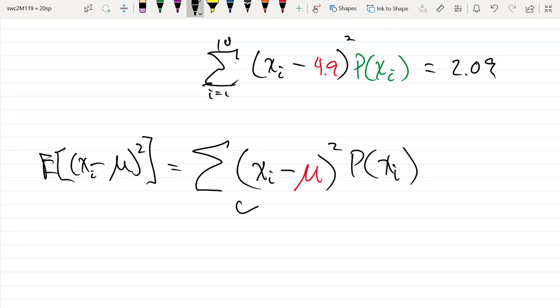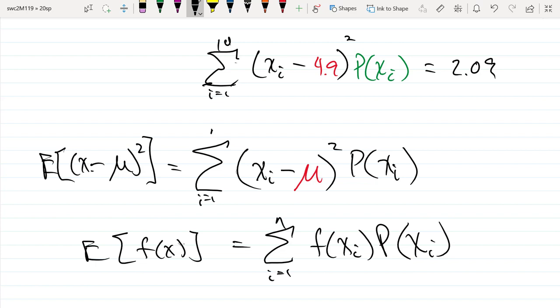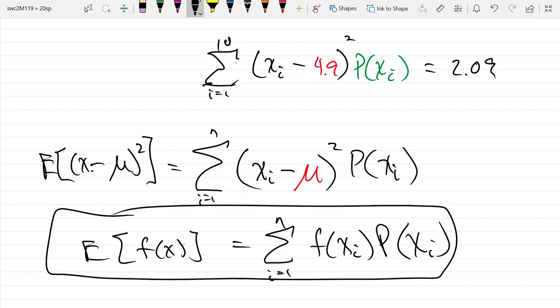And so this was the function, right? This here was a function of a random variable. And in general, the expected value of any function of a random variable follows that same format, where you take that function evaluated at that random variable times the probability, and sum it up over the various random variables. So we can get variance using this idea here, right? We can get the expected squared difference.